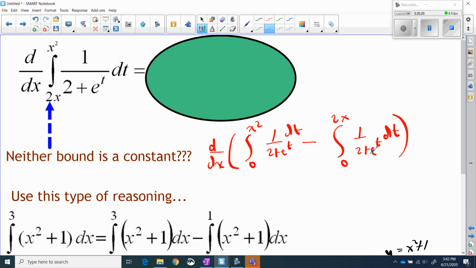And then we're going to do the derivative of those. So we know that that means now notice the difference. The bottom in both of these is a constant, which means I can use my shortcut where I just simply substitute the upper bound for t and take the derivative. So it's going to be 1 over 2 plus e to the x squared times 2x minus 1 over 2 plus e to the 2x, my upper bound's now 2x, times 2. And that would be my final answer.